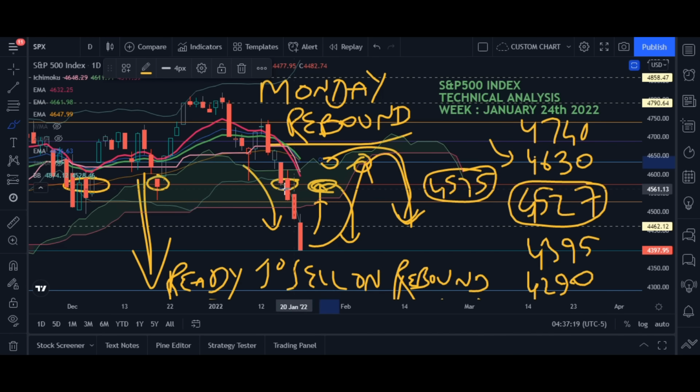So guys, this was my technical analysis for the week commencing from January 24, 2022 for the S&P 500 index.